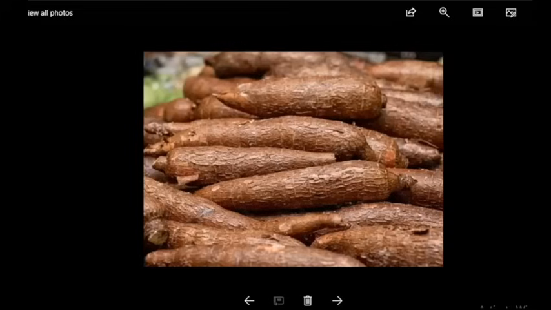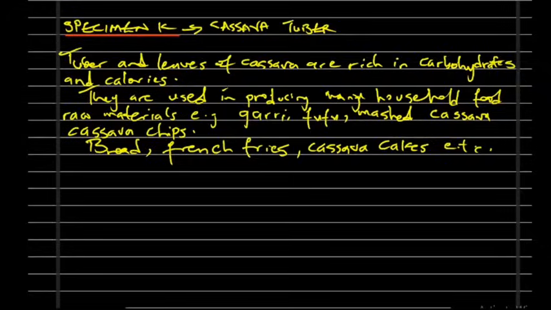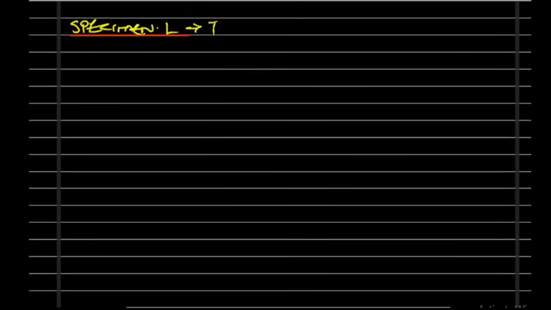We move to specimen L. Specimen L happens to be the thoracic vertebra. That is our next specimen. So what do we have to say about the thoracic vertebra? It is a part of the axial skeleton.